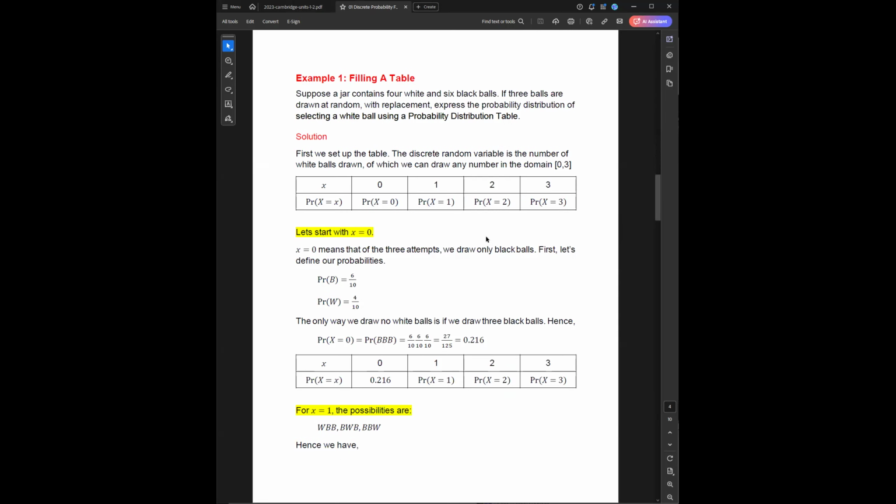So, okay, one of the examples I have here, a pretty typical one, is filling a jar. We suppose that our jar contains 4 white and 6 black balls. 3 of them are drawn at random with replacement. And we're expressing that probability distribution on a table. Now, the term with replacement tells you that every time you pick out a ball from the jar, you note the color that you have and you put it back in, right? That's what the scenario is discussing. You pick it out, look at the color, put it back in. Do that 3 times over.